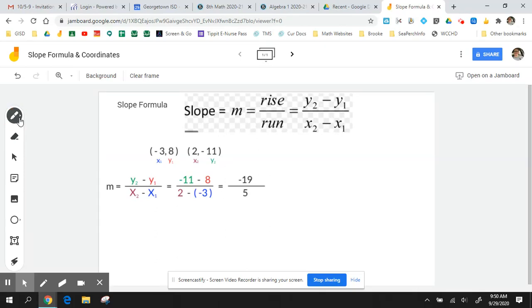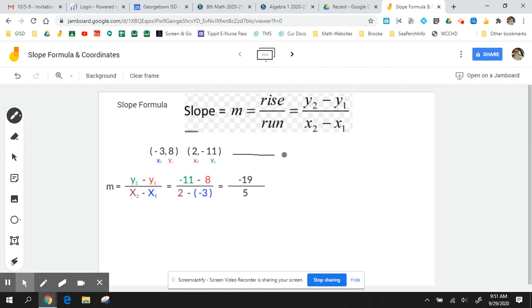Hey everyone, today we're going to learn about the slope formula and using coordinates to figure out your slope. I have posted a little image here that says slope is your m. It means rise over run, which means you go up and then you go over. You count how many if it was on a graph. And then if you have coordinates, you're going to do the rise, which is the change in y, so y2 minus y1, and then the change in x is x2 minus x1.